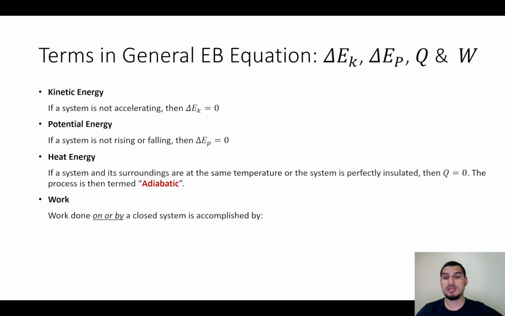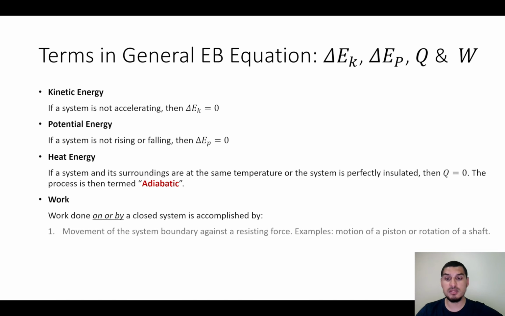For the work, it's either done on or by the system, and this is important to keep in mind, because this is easy to see. For the other forms of energy, sometimes it's not easy to observe, especially for Q. You cannot see the heat that's transferred. But for the work, it's easy to see because it depends on the motion of the system boundaries. So if the system boundaries are not moving, then there's no work.